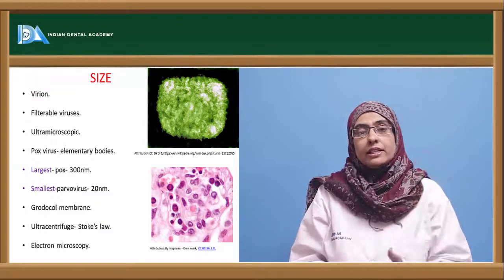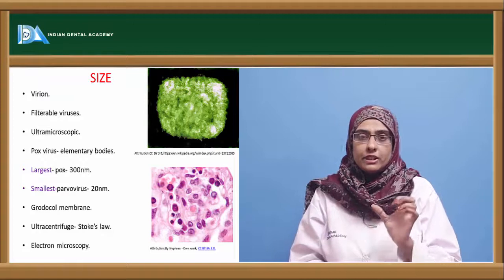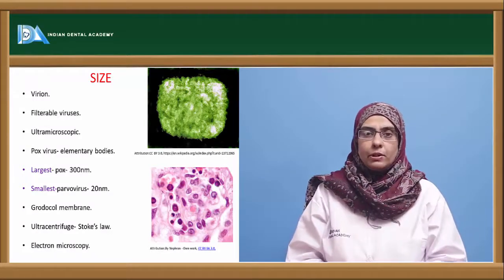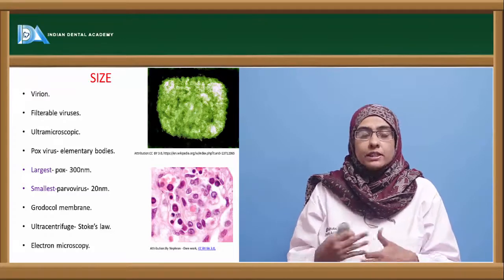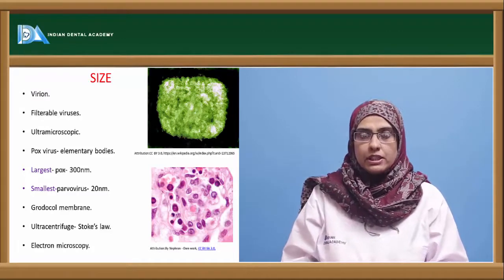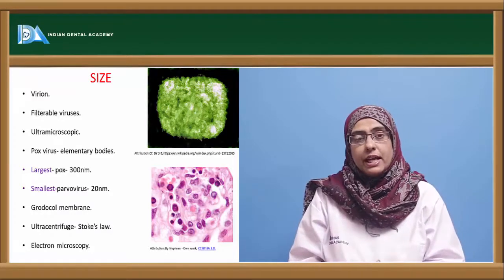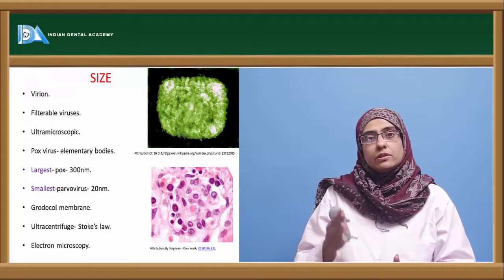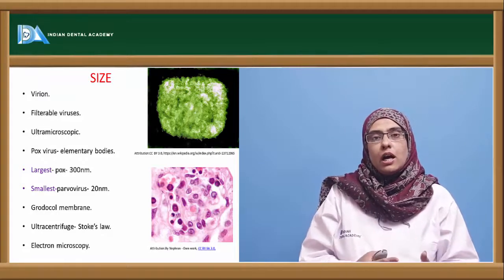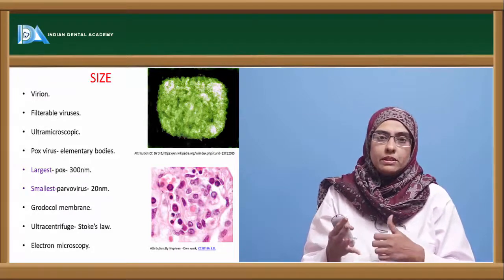The largest virus known is the pox virus, measuring about 300 nanometers, which is equivalent to the smallest bacteria, that is, the mycoplasma. Now coming to the smallest viruses that we know, the parvovirus, which is about 20 nanometers, is equivalent to the largest protein, that is, hemocyanin.